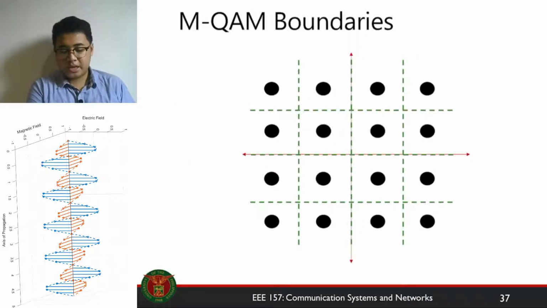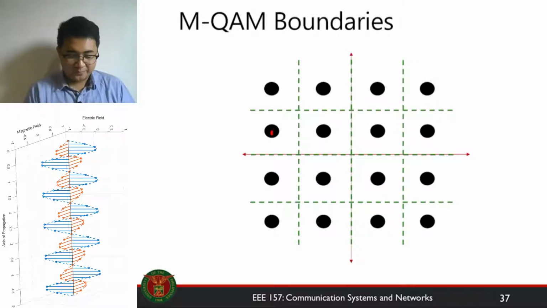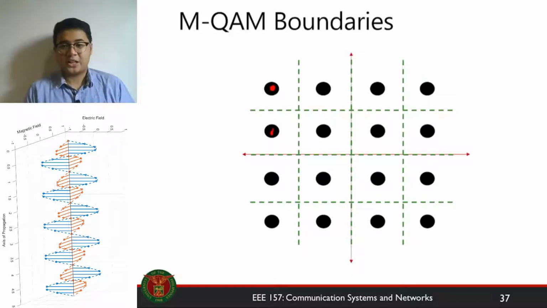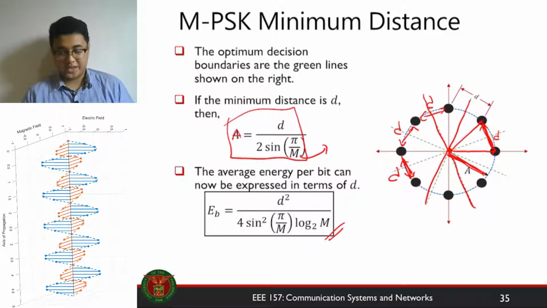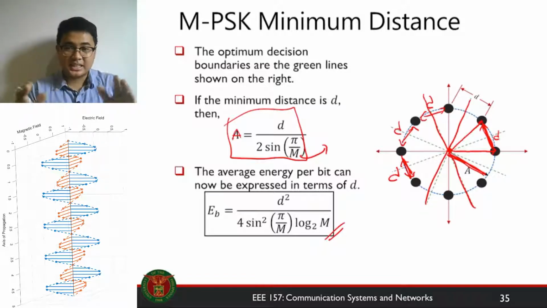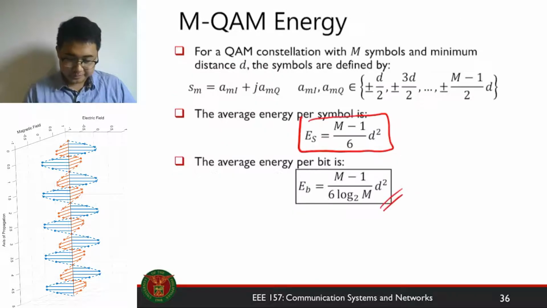Okay? And for MQAM, the boundaries, well, you just need to set the boundaries in between your symbols right here. I forgot to mention earlier that the green lines here are the decision regions for your PSK. Okay? If you want to increase the area of the decision region, you need to increase the power. Okay?